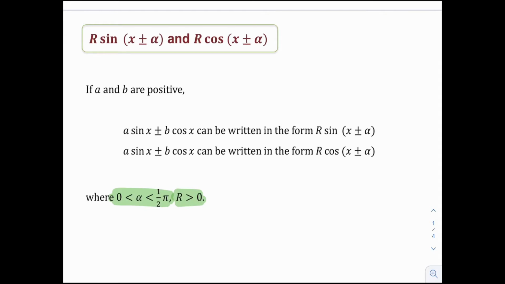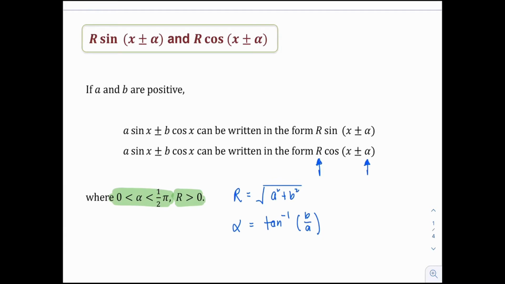So how are we supposed to find out the r and the alpha here? If you refer to the textbook, the r you can find by taking the square root of a squared plus b squared. And for the alpha value, you can find it by finding the arctangent of b over a. This is a fixed formula.